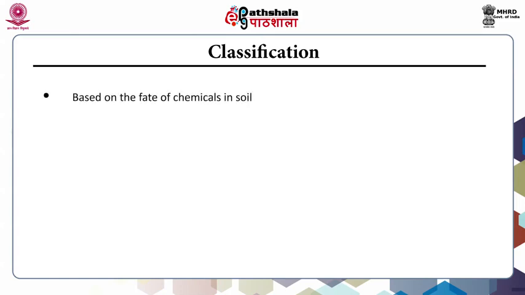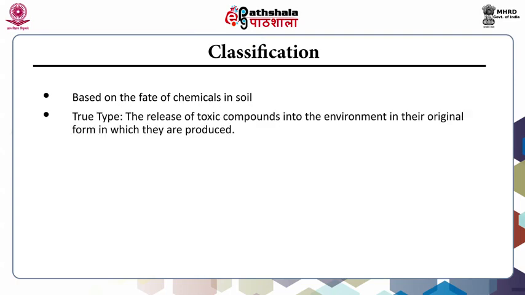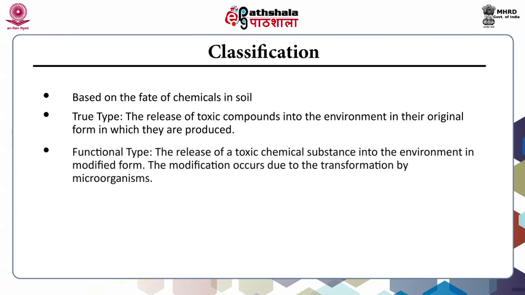Now coming to the classification part. Classification based on the fate of chemicals in the soil. First is true type, the release of toxic compounds into the environment in the original form in which they are produced. Second one is functional type, the release of a toxic chemical substance into the environment in modified form. Now, the question comes how this modification occurs. The modification occurs due to the transformation by microorganisms.